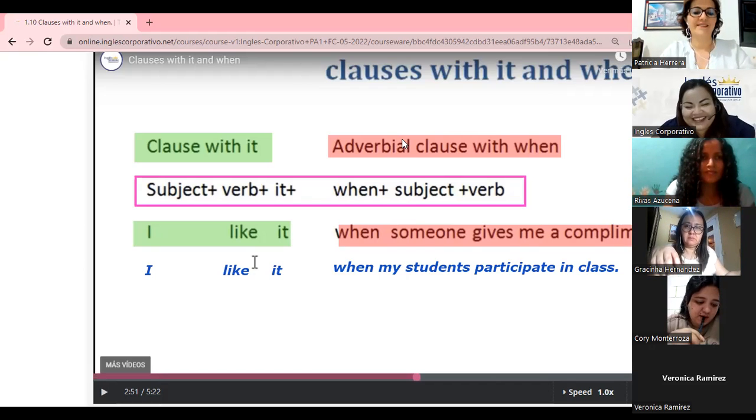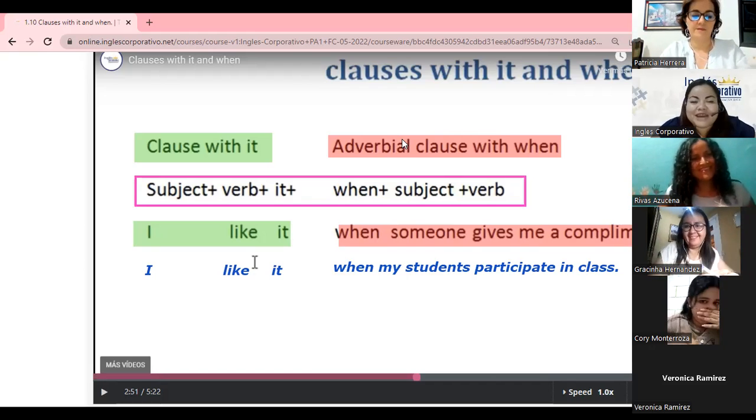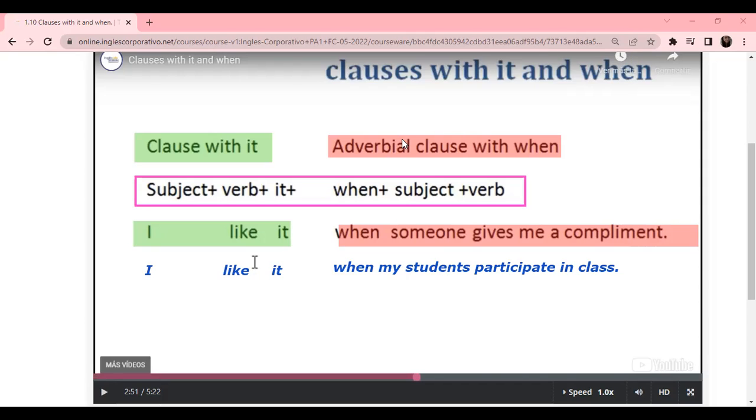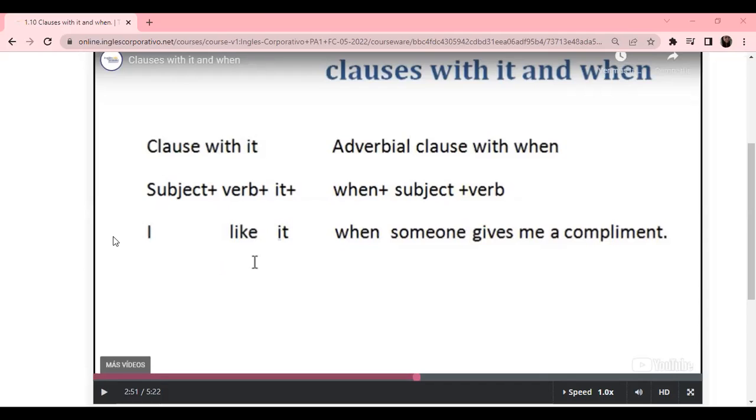No, I'm kidding. Now, we're going to make our examples here, right? I'm going to delete this information and we're going to keep on watching. Pay attention. I am going to put myself on mute again.